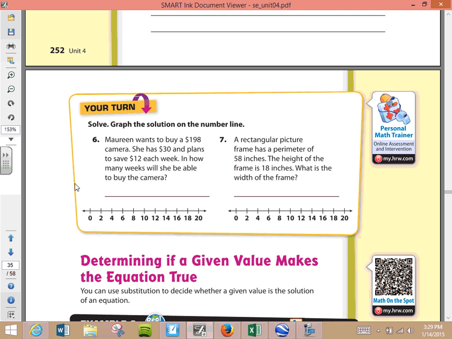Your DLL is number 6. I want you to find the equation and solve for it. When you find it, find the number on the number line. The homework has been already posted. I just put it on Edmodo, so you should be good to go. It's already there. All you have to do is work it out. Yes, you have to create the equation.